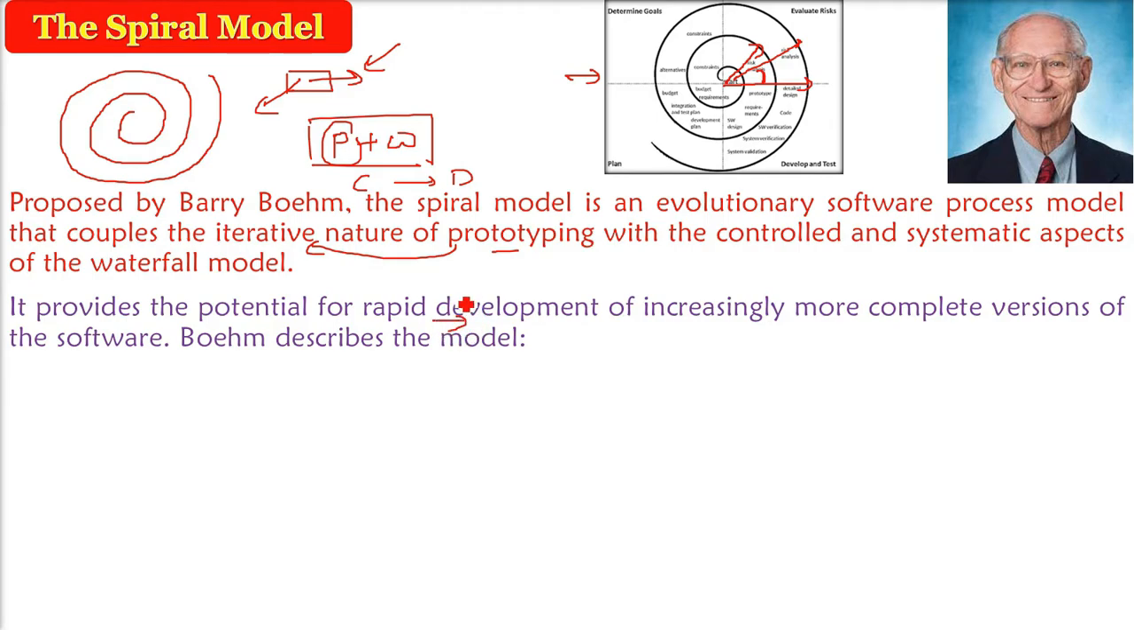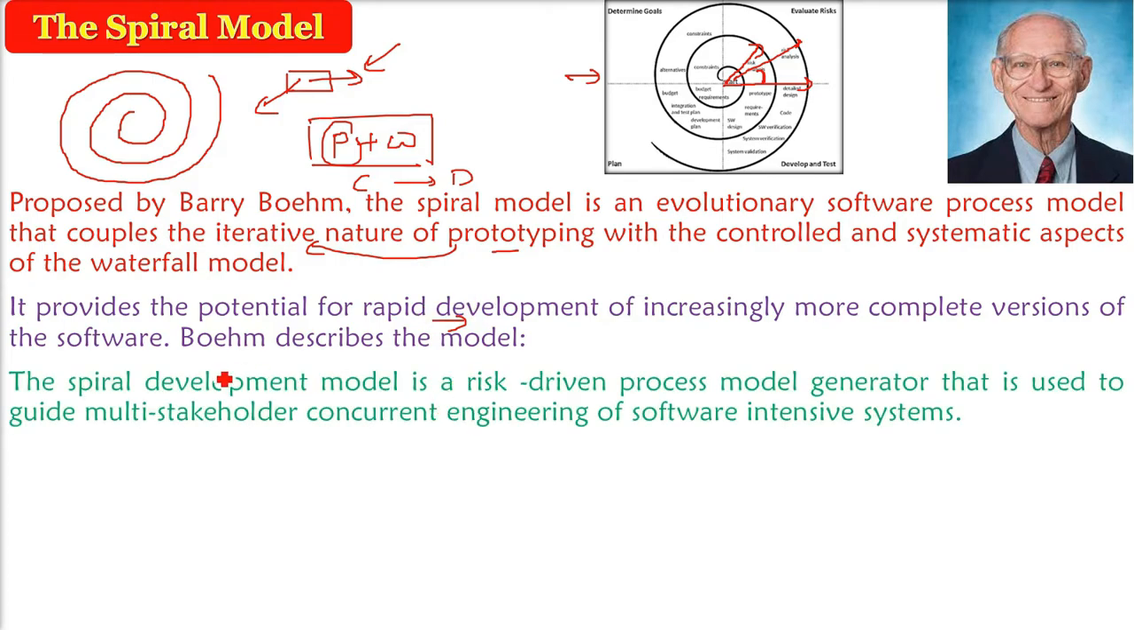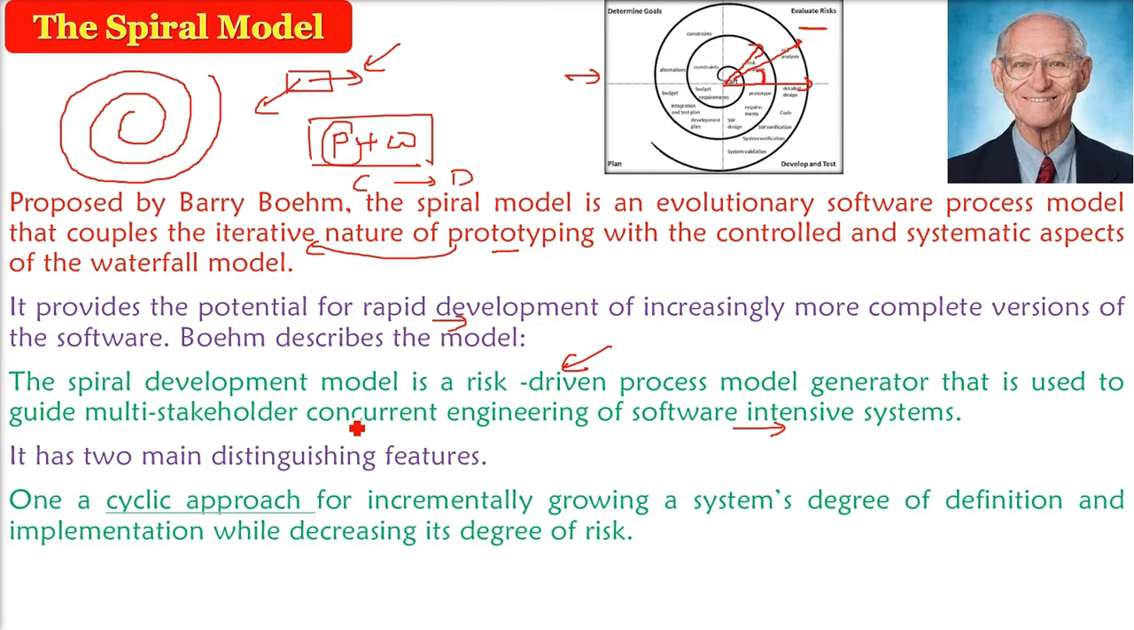So if you have a big, complex project, the spiral model is a risk-driven process model generator. This is a definition. You don't have to learn it, but just understand. He is saying that it is a risk-driven process model, and this is for software-intensive systems. So you are applying different concurrent engineering and software engineering aspects here. This spiral model is different from others. It has two distinguishing features.